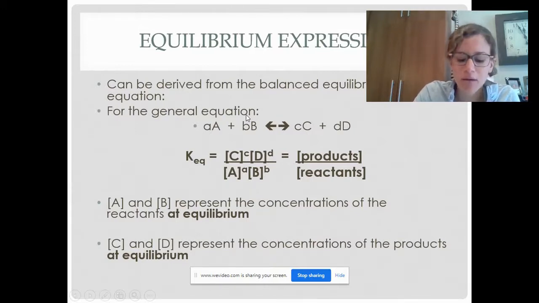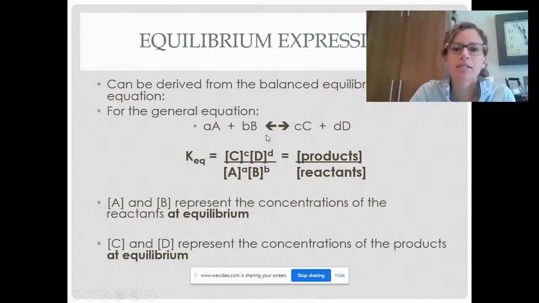We are allowed to use the coefficients in the balanced chemical equation, which is very different from what you learned in chapter 6 when you were doing the rate law and you could not use the balanced chemical equation. But in equilibrium expressions, you can.